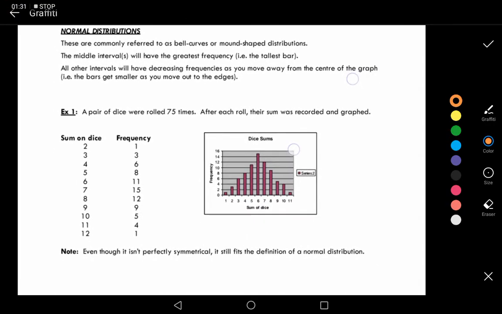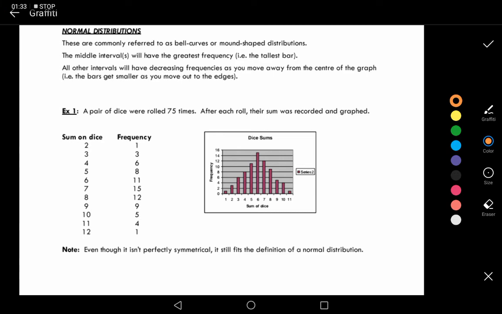Okay, so normal distributions. What is a normal distribution? These are commonly referred to as the bell curve or mound-shaped distribution. I showed you an example of that on the last note. The middle intervals will have the greatest frequency, so your tallest bars will be in the middle, and the other intervals will have decreasing frequencies as you move away from the center of the graph. That just means that the bars are going to get smaller as you move out towards the edges.